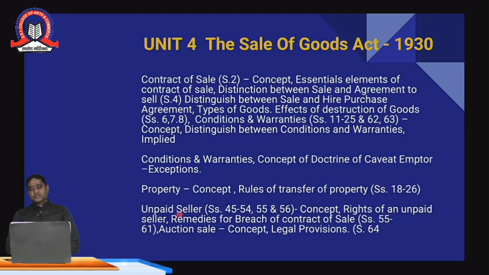Students, the last and concluding part under unit 4 would be the rights of the unpaid seller, under section 45 to 54, that is the concept, the rights and duties of the unpaid seller, and the remedies for breach of contract of sale. I will also make you understand the latest topic, auction sale: what is meant by knockout agreement, what is meant by bidding, and what is meant by not bidding.